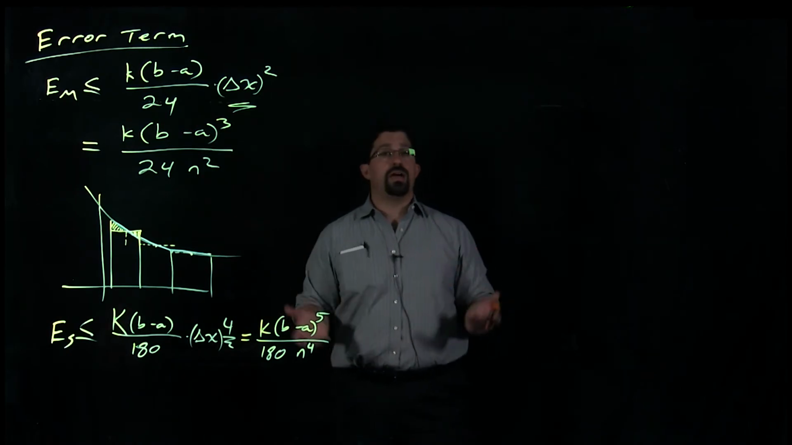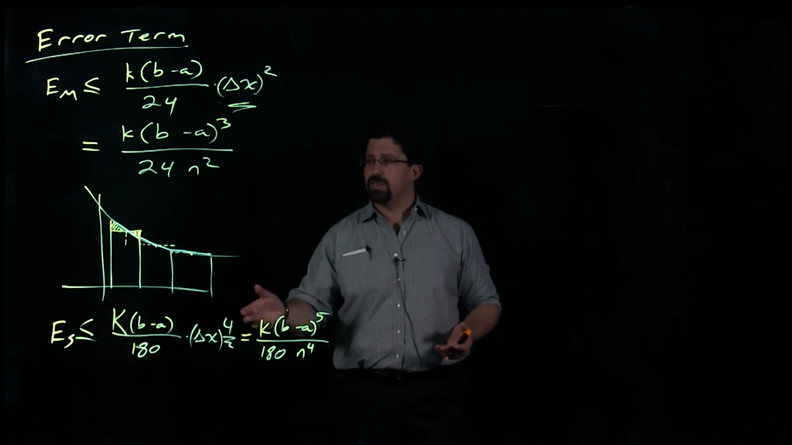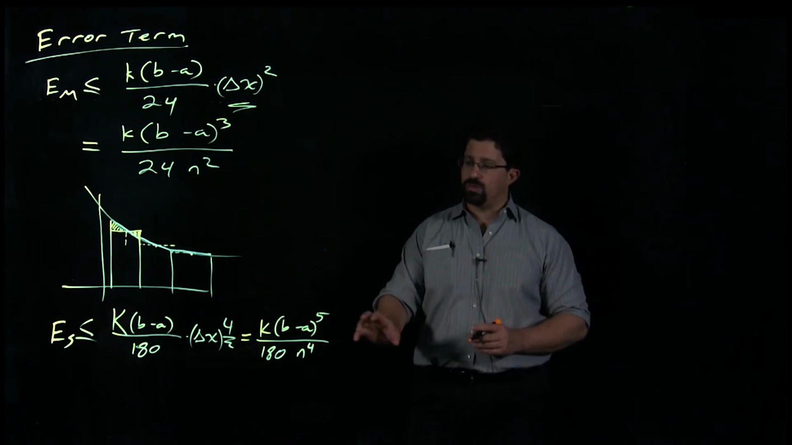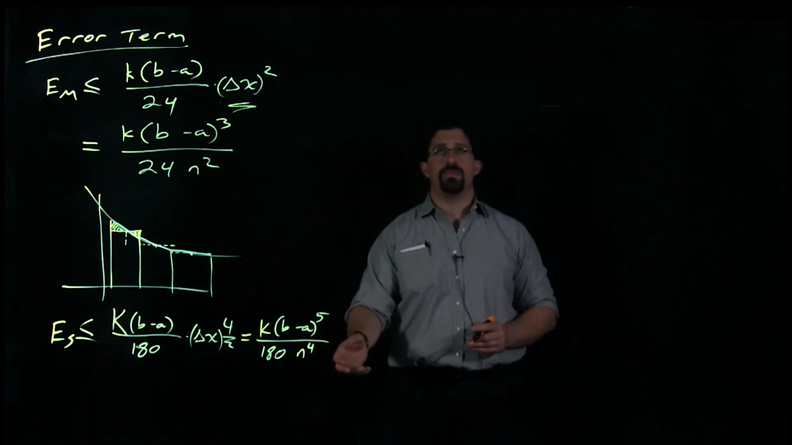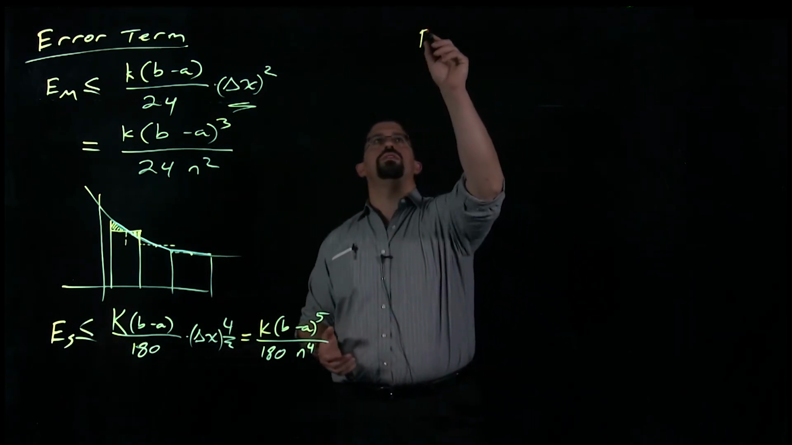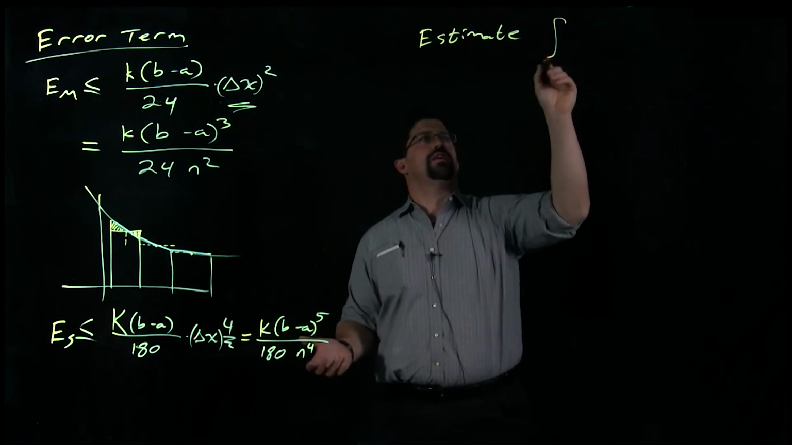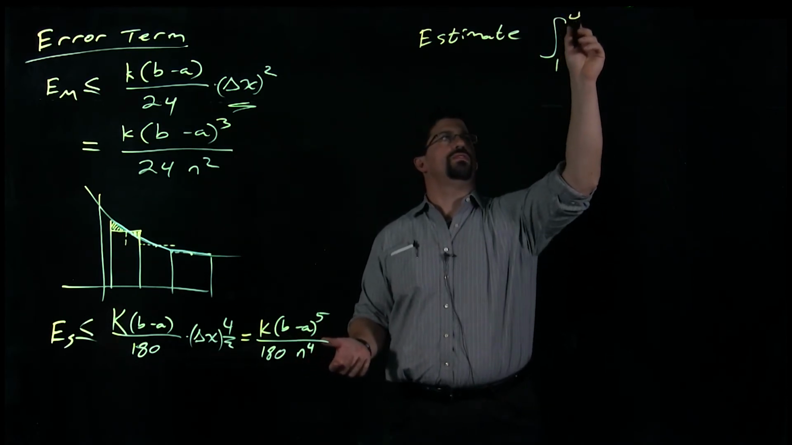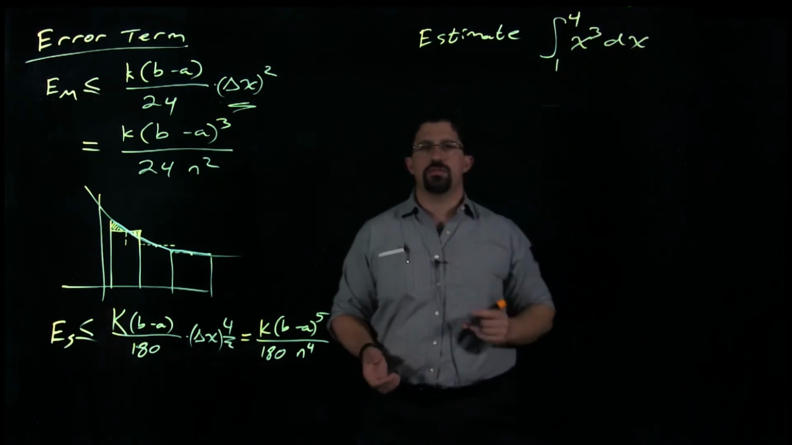Now, how do we use these? How do we take the error estimates and turn them into something where we can actually figure out useful values of n for any application? So let's say we wanted to estimate something straightforward. Let's take the integral from 1 to 4 of just x cubed dx.